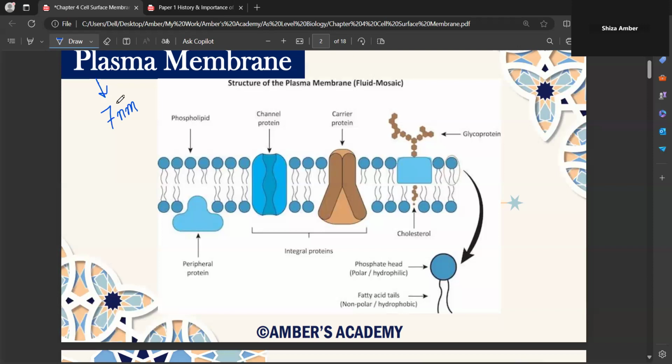All right, so let's begin with the shape. This was the size, 7 nanometers. Now we are going through the shape of plasma membrane. All right, so basically we studied that cell membrane somehow looks like this. This is the actual structure of cell surface membrane, where we have few components that make it up, and those are, starting off with this first a circular head that we can see. This is known as phosphate head.